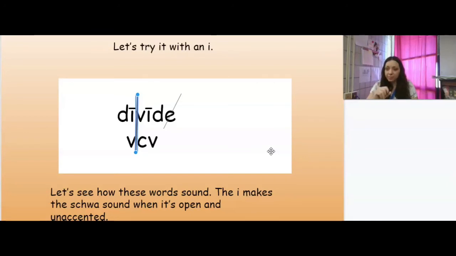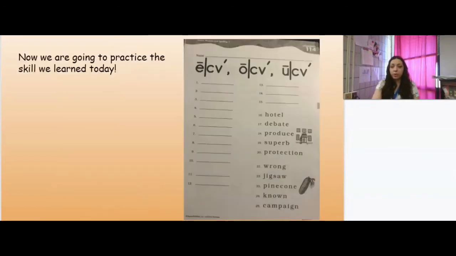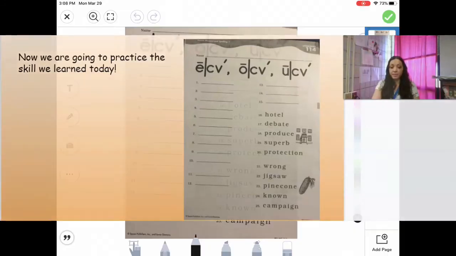So sometimes if you've already tried to break that vowel consonant vowel pattern up and it didn't sound right when it was long, it doesn't sound right if we move it over when it's short, it can make that schwa sound, okay? So we are actually going to practice that, okay? So go ahead and pull out your activity sheet so we can practice it.